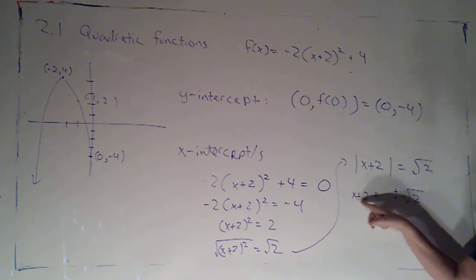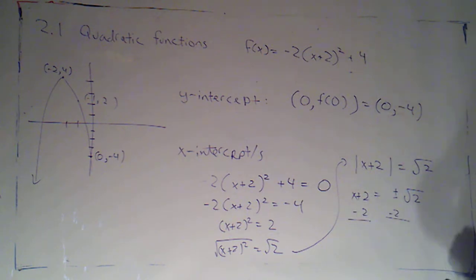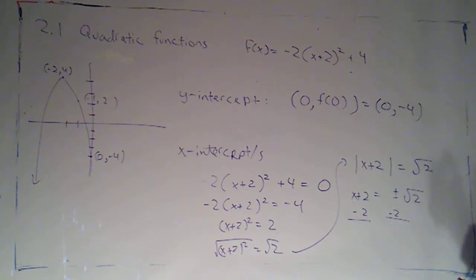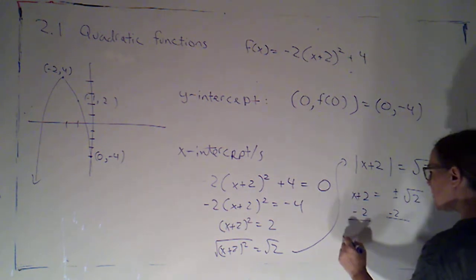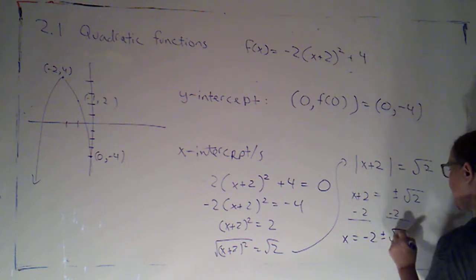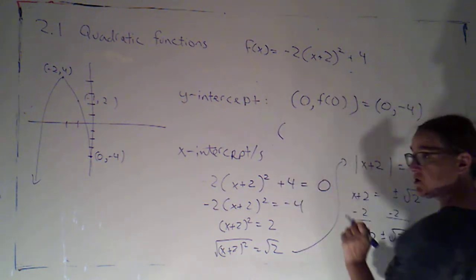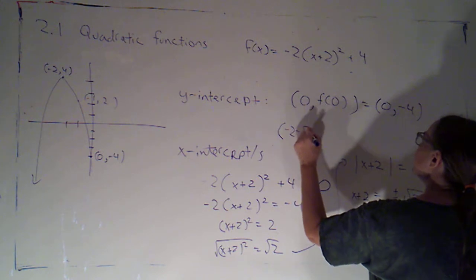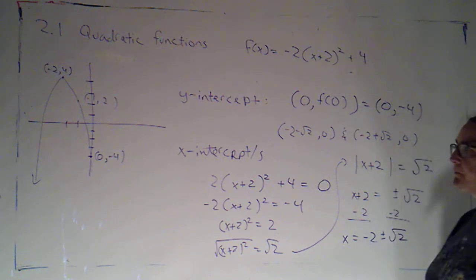Okay. Then to solve for x, I would subtract 2 from both sides. Now here, 2 and root 2 are not like terms. That's a root that I can't simplify, and that's an integer. So there's no way for me to combine them. I can just write them this way. x would be negative 2 plus or minus root 2. And so my x-intercepts, remember those are points, not numbers, would be (negative 2 minus root 2, 0) and (negative 2 plus root 2, 0).